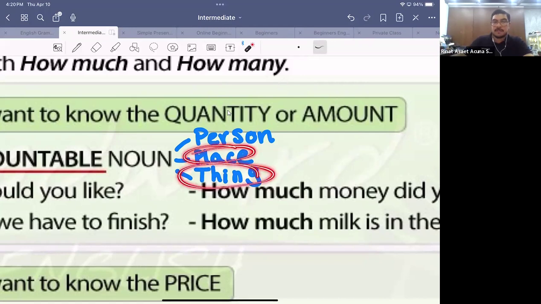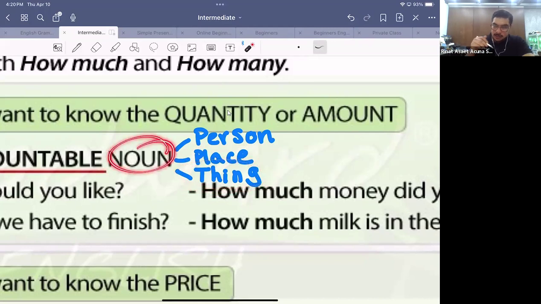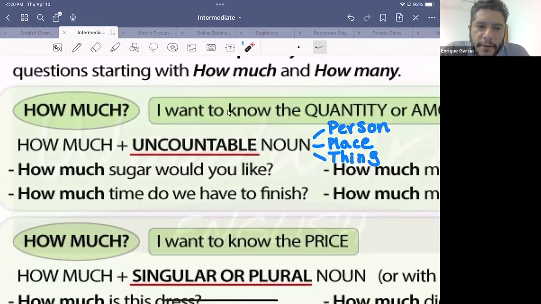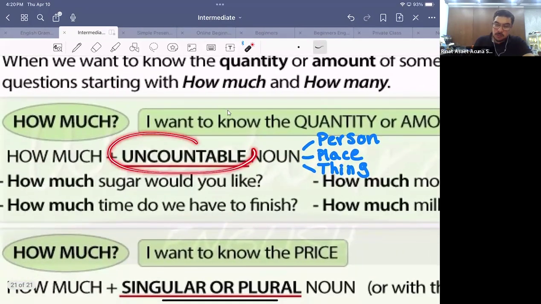What about a thing? Cellphone, pen, pencil, the table, the chair, the computer. So all of those are things. Now we're going to be focusing on things. For the noun today, we're going to be focusing on things. So with things, we're going to be able to find out what is an uncountable noun.